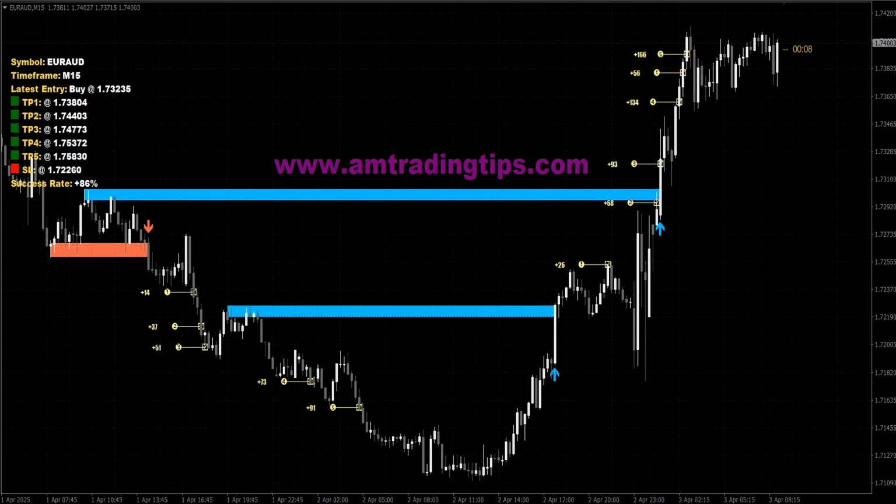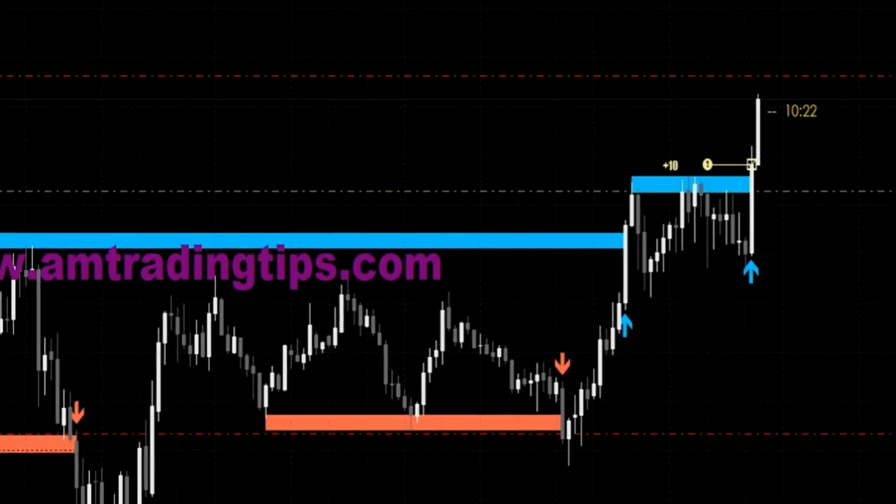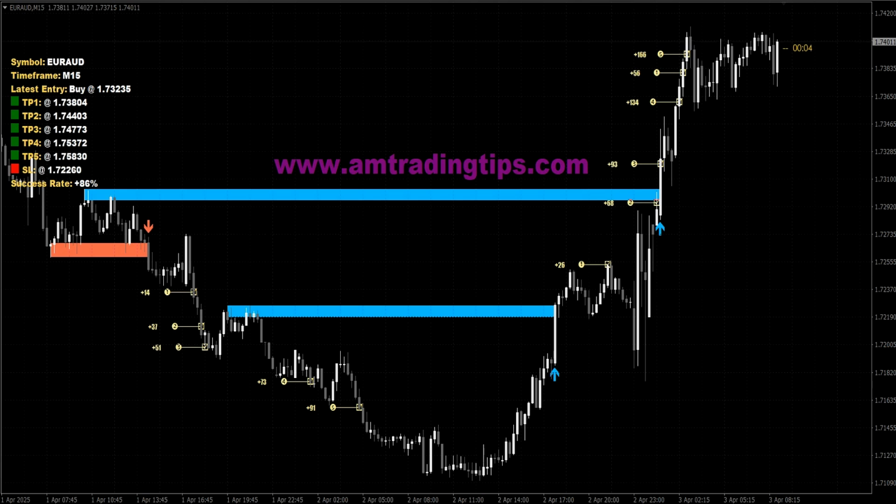And here's something extra. I've taken live trades based on signals from this indicator, so you can see how it behaves in real market conditions. Make sure to watch until the end, because I'll also show you where this indicator struggles, and that part matters just as much as the wins.